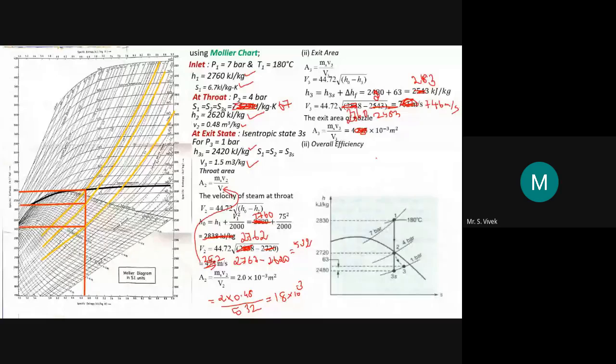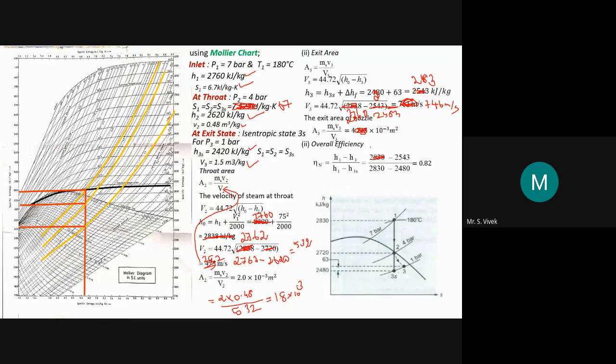Last factor which you have to find out is efficiency. We know the efficiency formula, eta is equal to h1 minus h3 divided by h1 minus h3s. We are having all the values. H1 is there, h3 is there, and h3s is also there, right? H1 is equal to 2760, h3 is 2483, and h3s is 2420. What is the value we are getting?